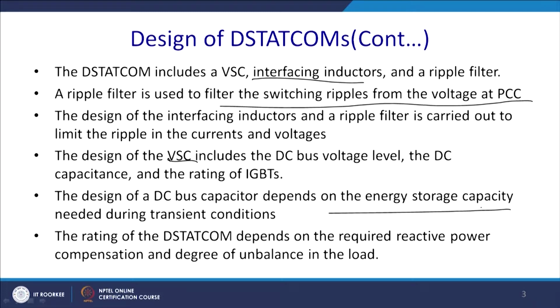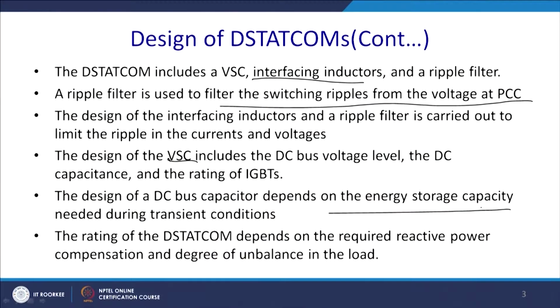So, there is a step change in the load. You cannot get instantaneous power from the supply, or throw back instantaneous power to the supply. So, for this transient time, this energy storing ability will be considered. The rating of the DSTATCOM depends on the required reactive power compensation and the degree of unbalance present in the load, because harmonic power is generally very less. So, these are the two dominating powers that ensure the power rating of the devices.